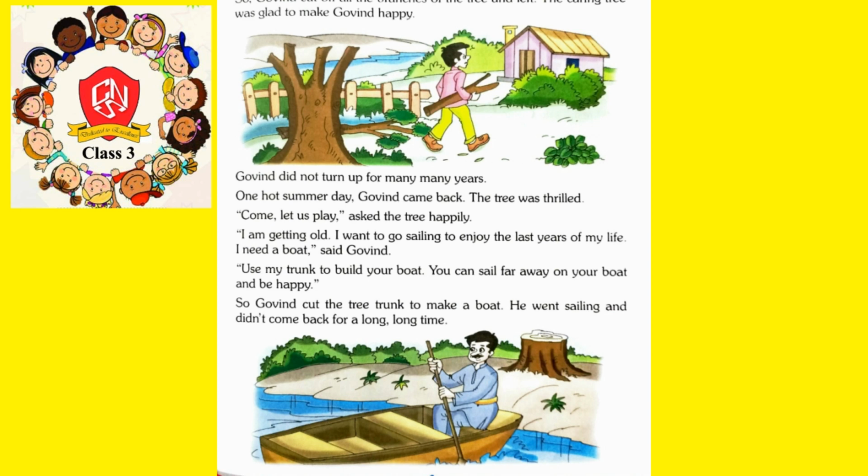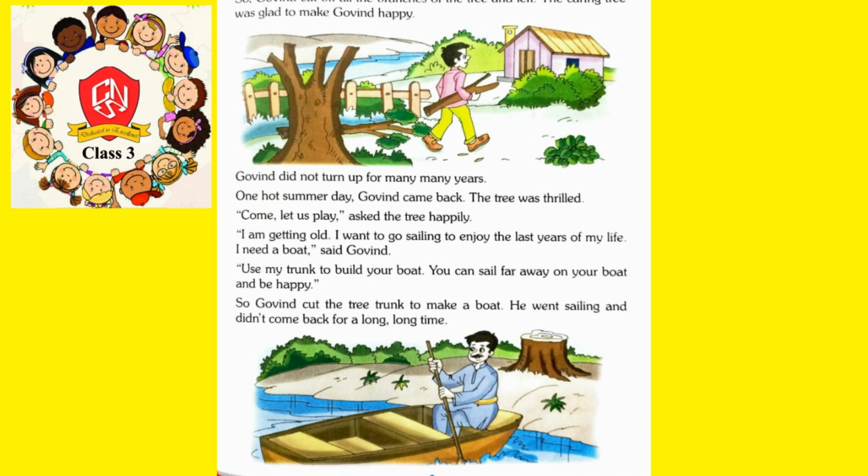I'm getting old. I want to go sailing to enjoy the last years of my life. I need a boat, said Govind. Students, you can find that, like always, Govind was not satisfied for what he was having at that time. He was irritated with his life, and he told that he was getting old, and he wished to go for sailing to enjoy his last years. So for that reason, he needed a boat.